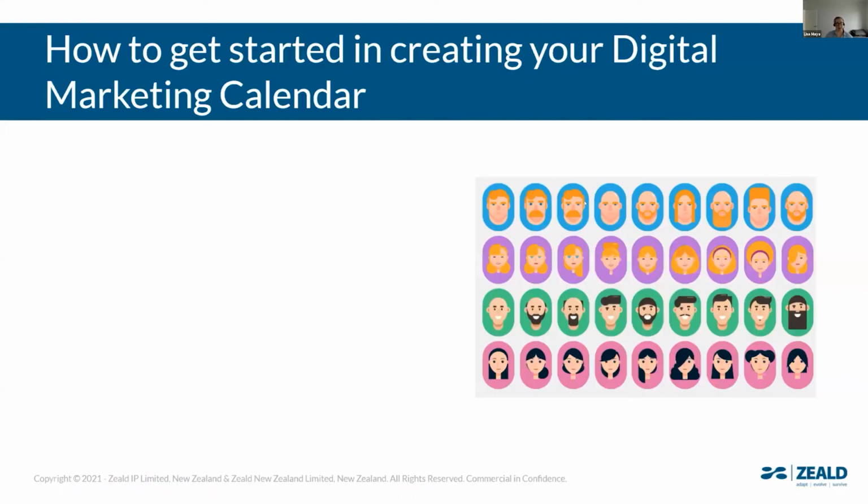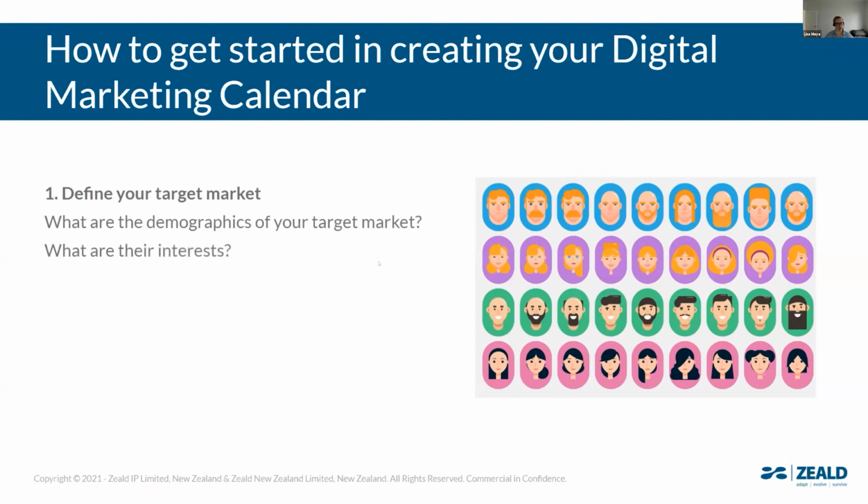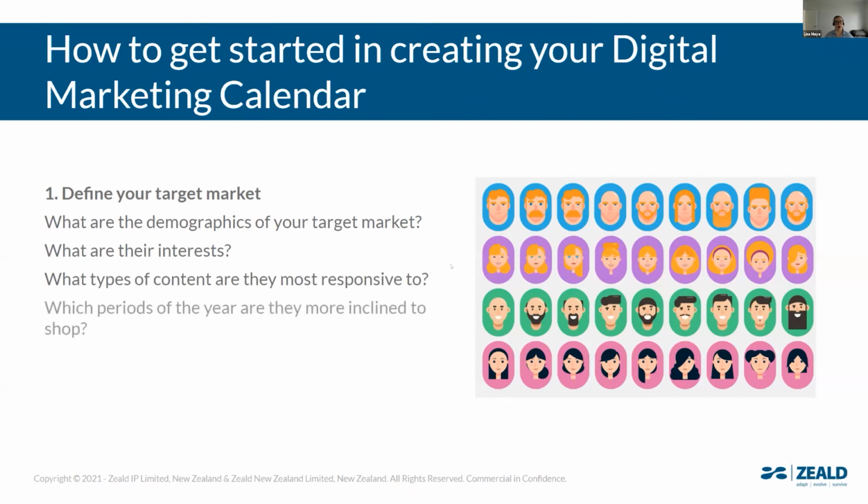So how to get started in creating a digital marketing calendar? So I'm going to start off with the first thing: define your target market. If you don't know your target market, then you're probably not going to know what channel to hit first or which channels to really focus on. So what are the demographics of your target market? What are their interests? What types of content are they most responsive to? Which periods of the year are they more inclined to shop? So these are the things you need to think about.